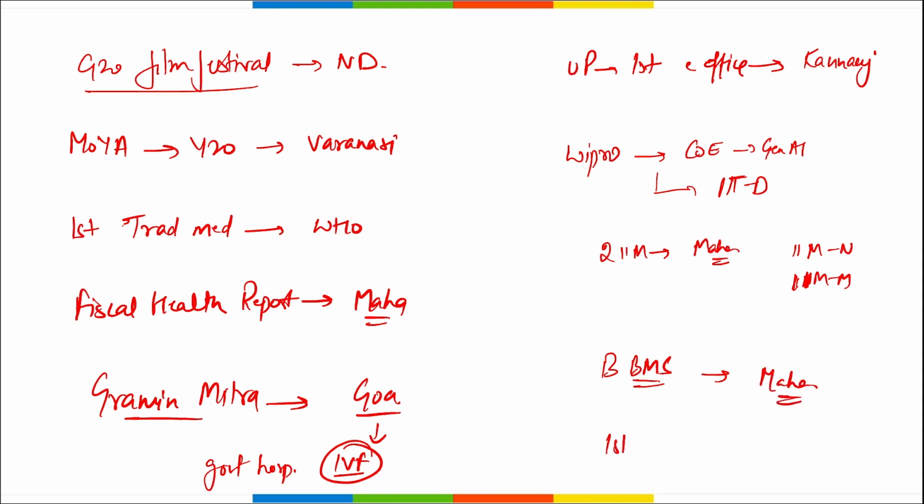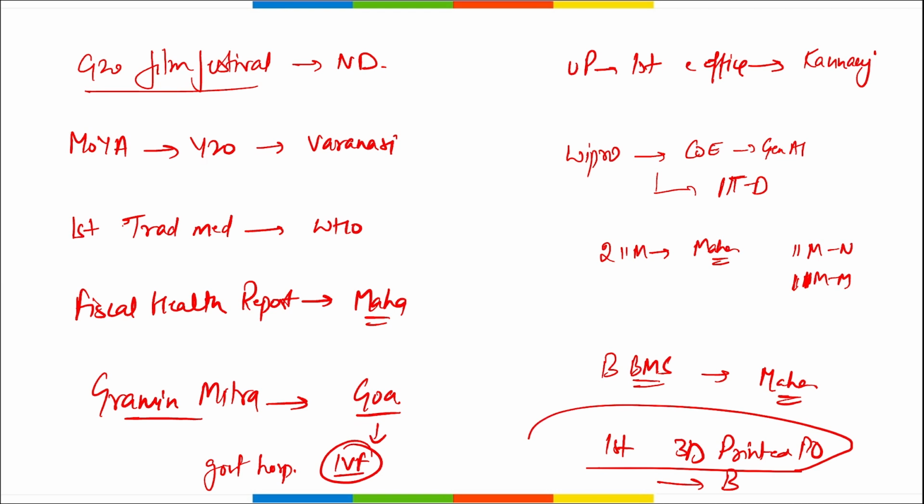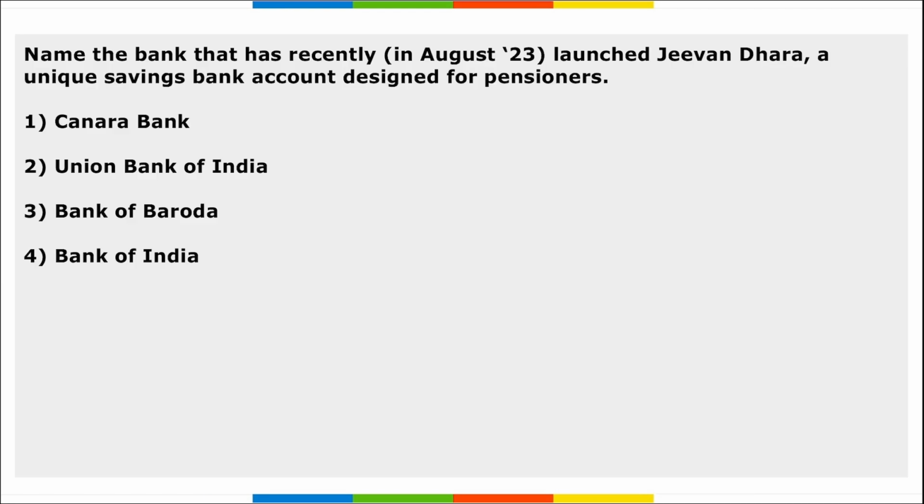Then India's first state of the art 3D printed post office. Where is it? It is in Bengaluru. So it is a 3D printed post office that has been set up in Bengaluru. Next is name the bank that recently launched Jeevan Dhara, a unique saving bank account designed for pensioners. It is Canara Bank. Correct?